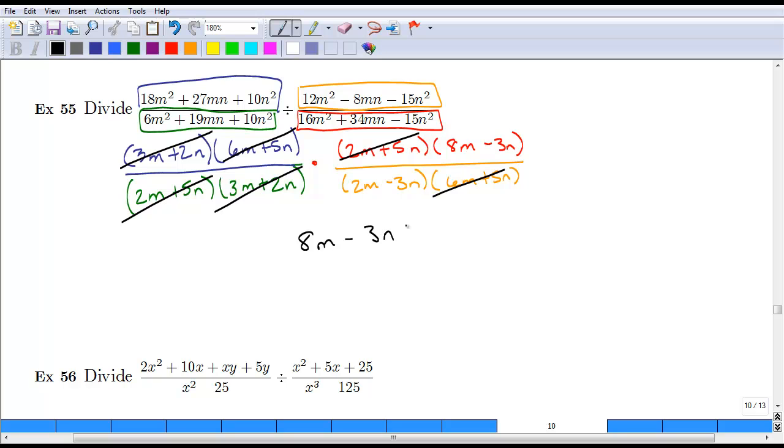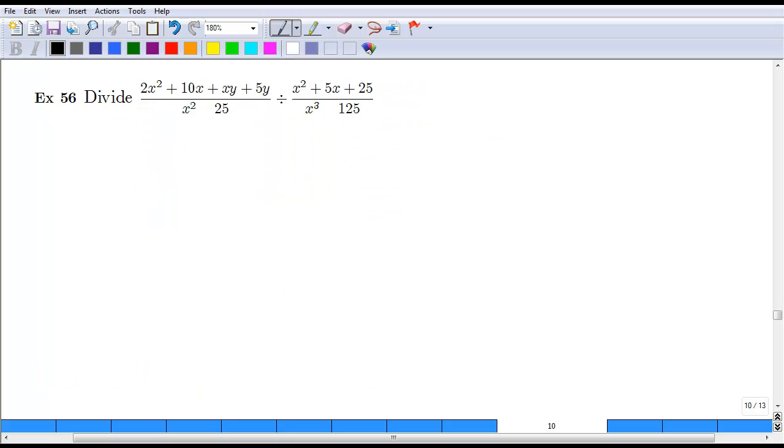8m minus 3n divided by 2m minus 3n. Again, this is as far as this will simplify. Please do not try to simplify the 3n's or the 8 and the 2. Since these terms are not factored, they are only subtracted, we cannot simplify any further.